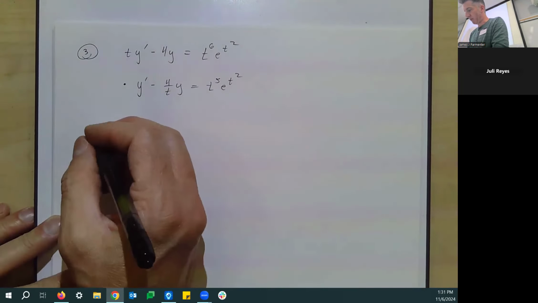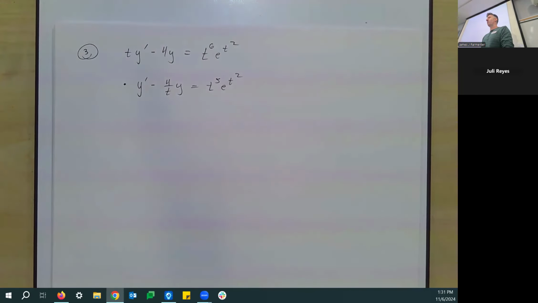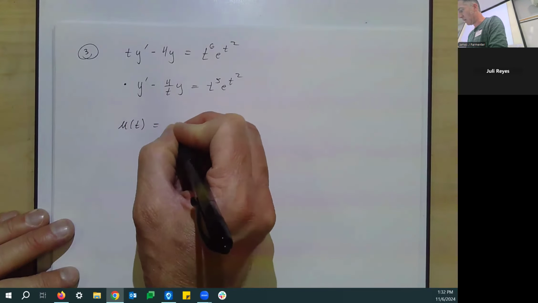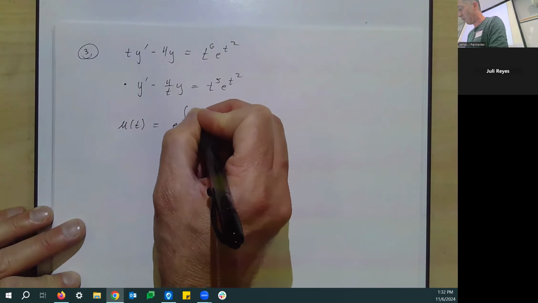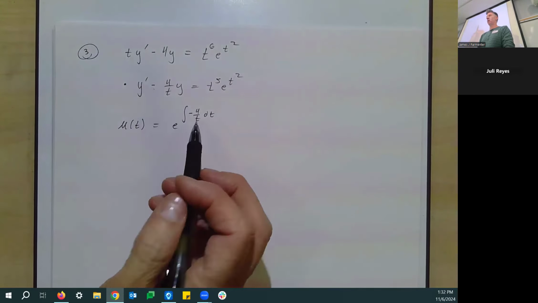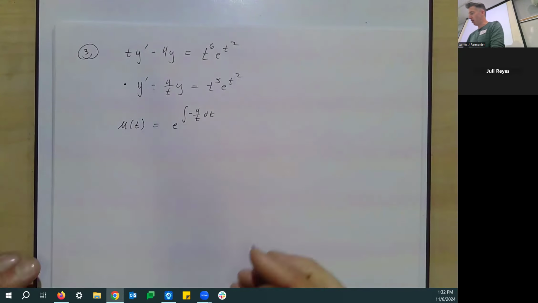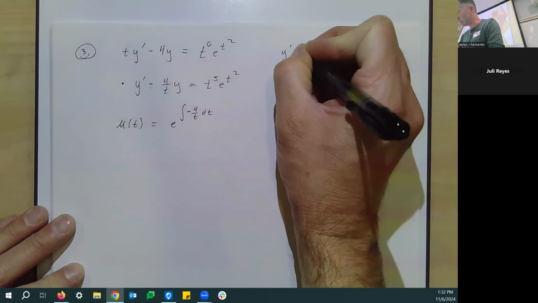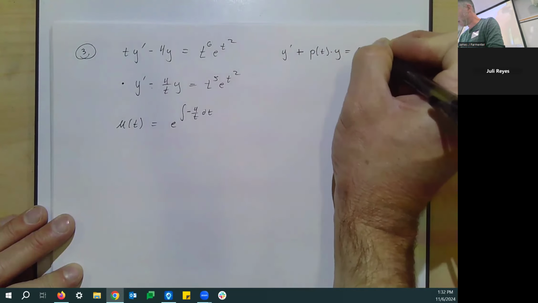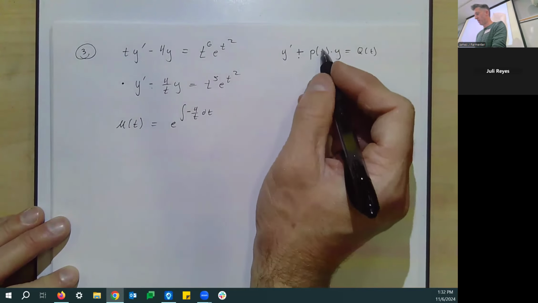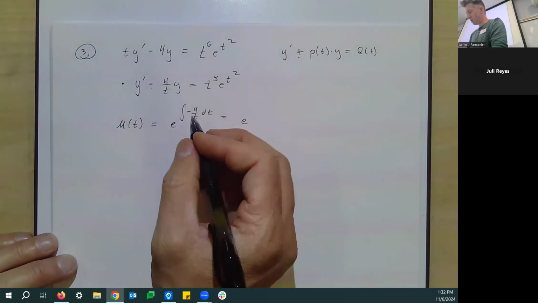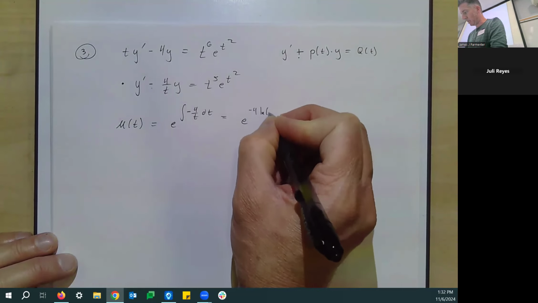So let's find our integrating factor. This one is one where, again, we don't want to get tricked. Our integrating factor is mu of t equal to e to the integral of negative 4 over t dt. If there's a minus sign there, it has to come along into the integral, because again, our standard format is y prime plus p of t times y equal to q of t. So there's a minus sign there. The minus sign gets sucked up by the p of t. That's going to equal e to the negative 4 times the natural log of t.